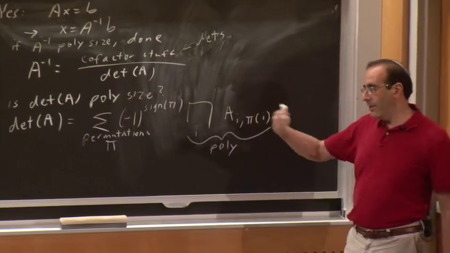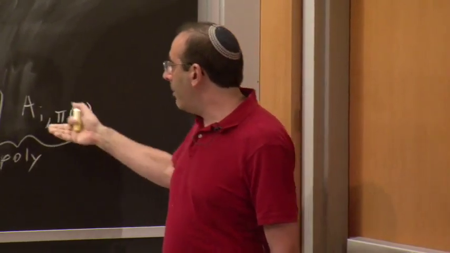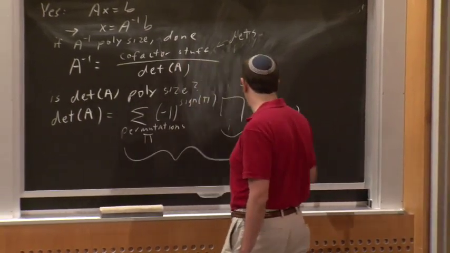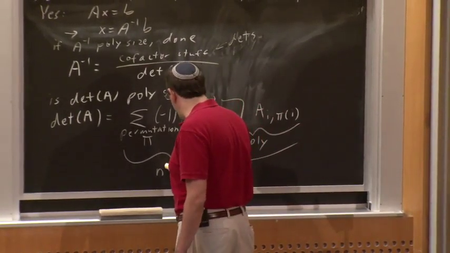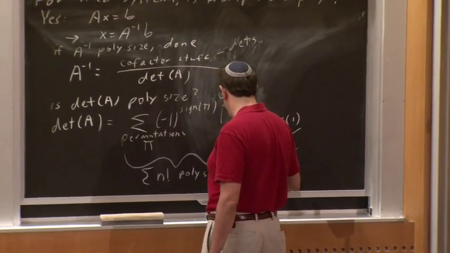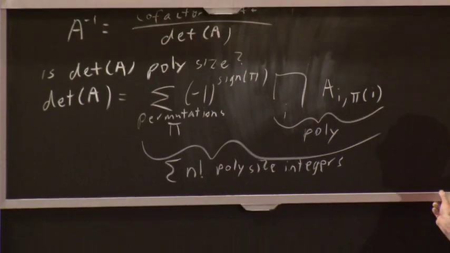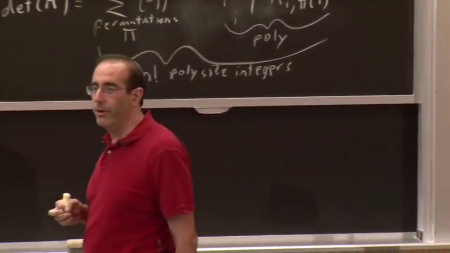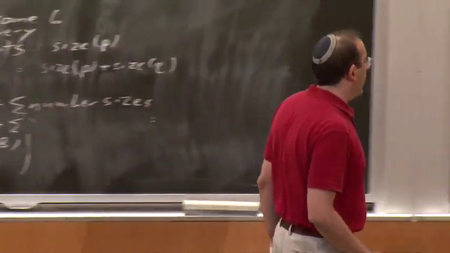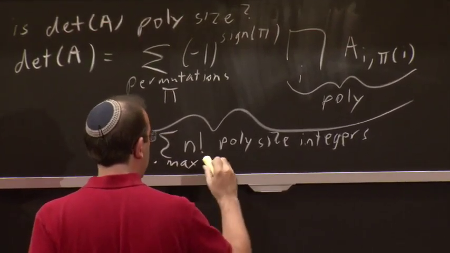It's n times as many bits as the individual numbers in the matrix, so that's still polynomial size. And so now we add up a whole bunch of polynomial size integers. Sorry, we have n factorial polynomial size integers. Now, how big can a sum of n factorial polynomial size integers be? Well, it's going to give us a value which is about n factorial times the max integer.